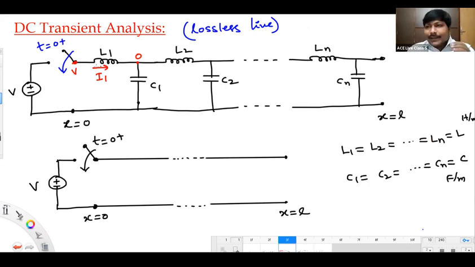See, whatever the current I1 we have now, that current I1 should pass through capacitor C1 only. Why is it so? Because we have a short circuit here and an open circuit here, so this current I1 will be flowing through this capacitor C1, closing its path through the capacitor C1. Whenever it closes its path in that manner, definitely the capacitor starts energizing.